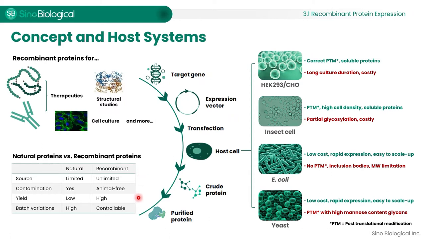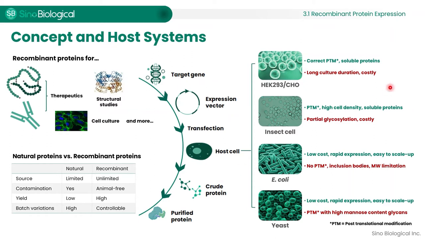In order to generate a recombinant protein, we have to take the target gene and clone it into an expression vector and transfect the vector into host cells. Then the vector will hijack the cellular machinery of the host cells to generate the target protein. Once the target protein is expressed, we can purify the proteins using different chromatography approaches.